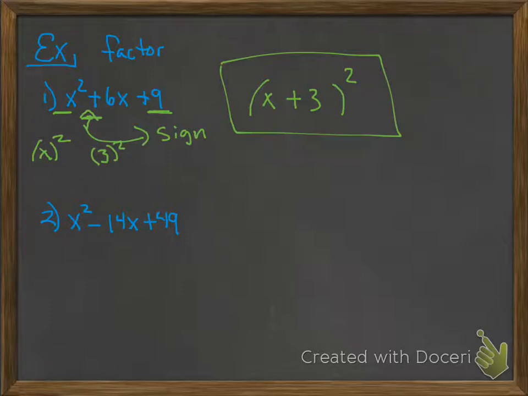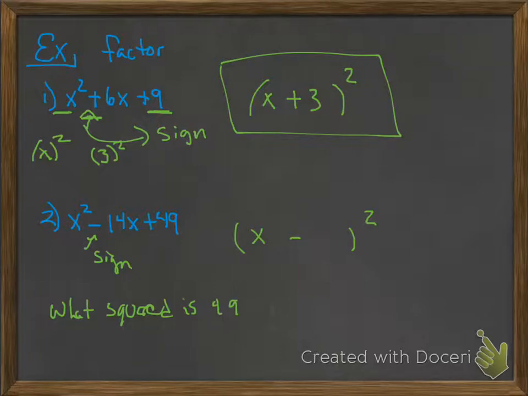Let's try this again. Again, I'm going to use that sign. This tells me my sign. Negative in a square. What squared is x squared? Well, that's x. What squared is 49? Well, that would be 7. 7 squared is 49.